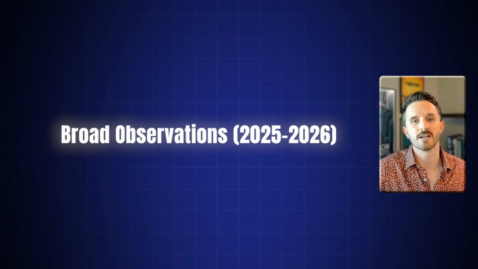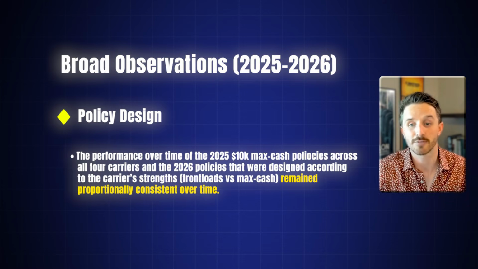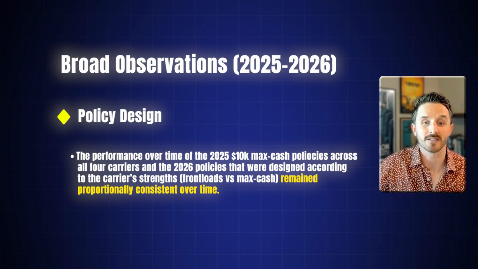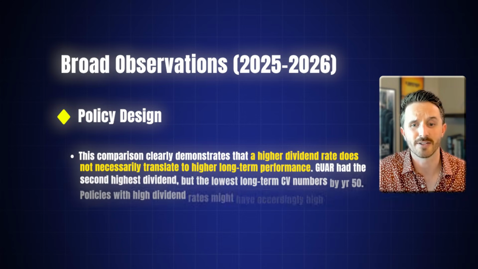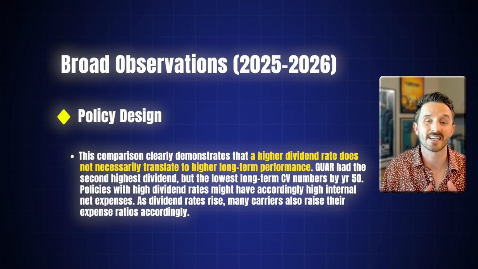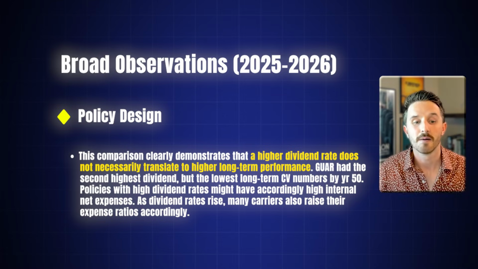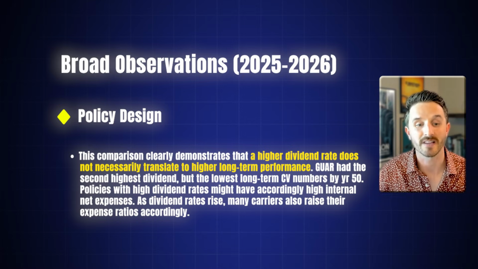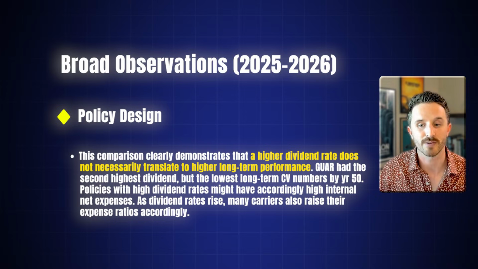Now, some broad observations we can draw from these, right? This whole video is about broad observations. The performance over time of the 2025 10K max cash policies across all 4 carriers and the 2026 policies that were designed according to the carrier strengths, which is front loads versus max cash, remained proportionally consistent over time. Now, this comparison clearly demonstrates that a higher dividend interest rate does not necessarily translate to higher long-term performance. Now, Guardian had the second highest dividend, right? It had 6.25% compared with MassMutual's 6.6%, but it had the lowest long-term CV numbers by year 50. Now, policies with high dividend interest rates might have accordingly high internal net expenses. And as dividend rates rise, many carriers also raise their expense ratios accordingly.